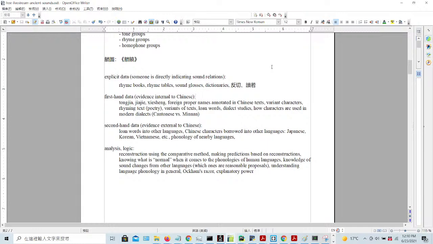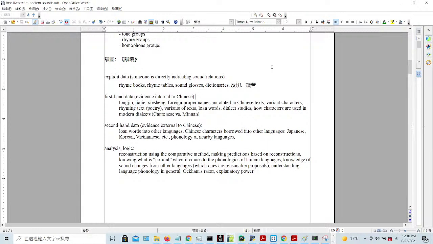Then we have secondhand data, which is external to Chinese. And then we also have analysis and logic, which is a very powerful tool for understanding these things. So now I'm going to go back over those four in a little bit more detail. And then after that, I'll start into the discussion about the explicit data.